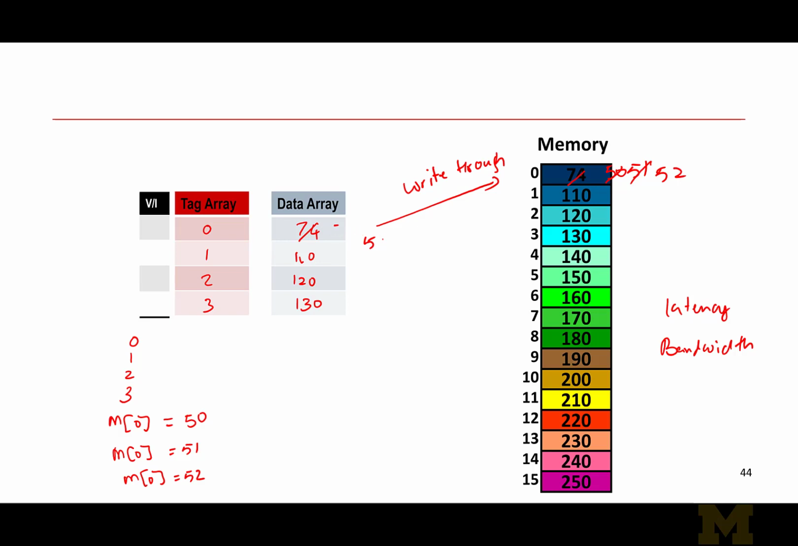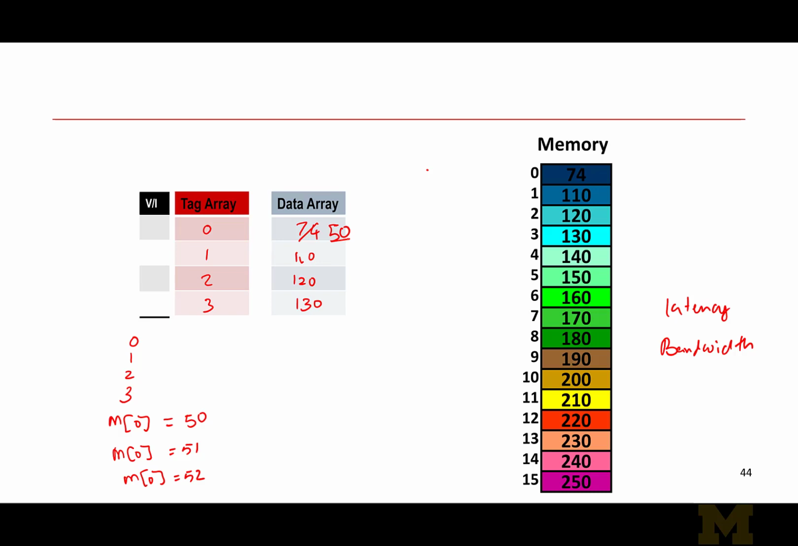Let's say that instead of writing through to memory on every store, I am going to simply update my local cache with the new value 50, and I'm not going to write through to memory, which means that the value in memory is now going to be stale with respect to this new value 50, and I'm going to be okay with that.